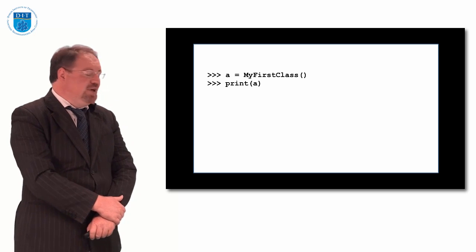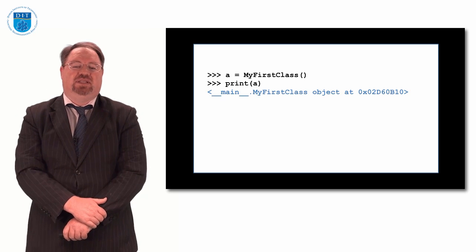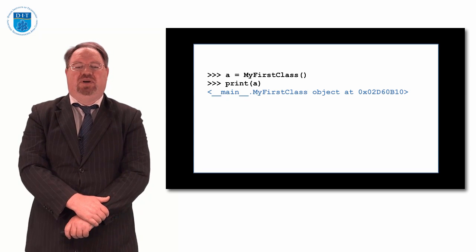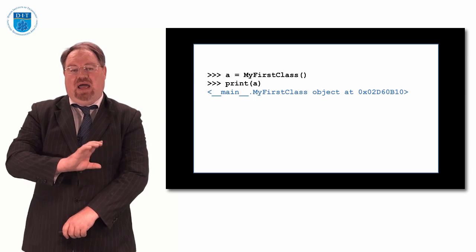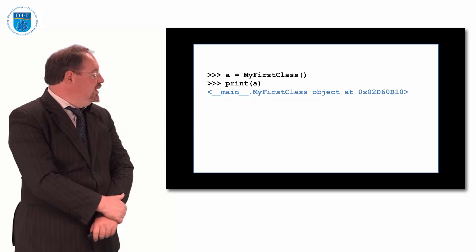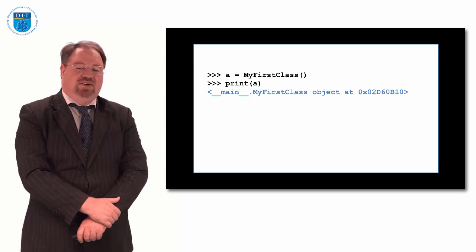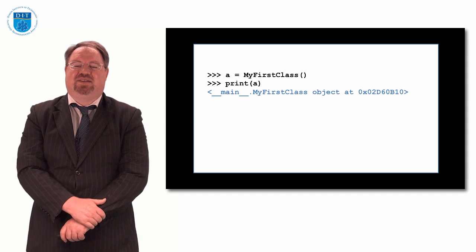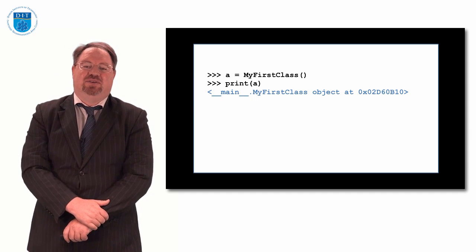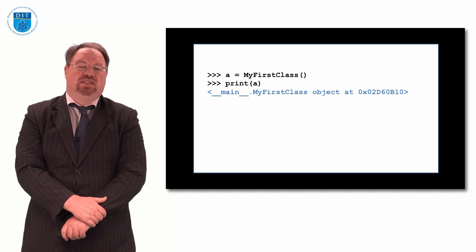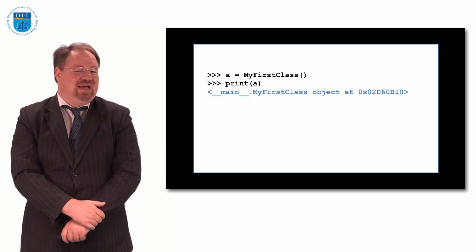If I then said print A, it'd just tell me that space has been reserved in memory for an object of class type my first class, and indeed you can see the memory location is 0x02D60B10. So that's the location in memory that space has been allocated for this class that just says pass anyway.